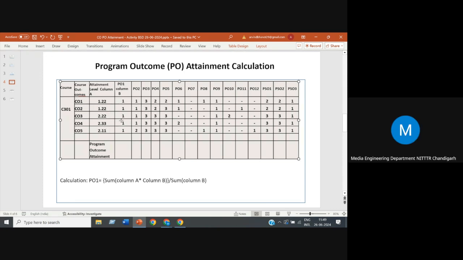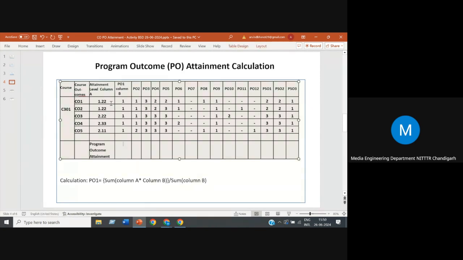Okay, so now use this particular expression. PO1 we have to calculate here, and we have to write the PO attainment for this PO1. It is column A into column B, sum of that, divided by sum of column B. This is column B for PO1 and this is column A. We have to multiply column A with column B, then take the sum, and then divide that sum by the sum of only column B.